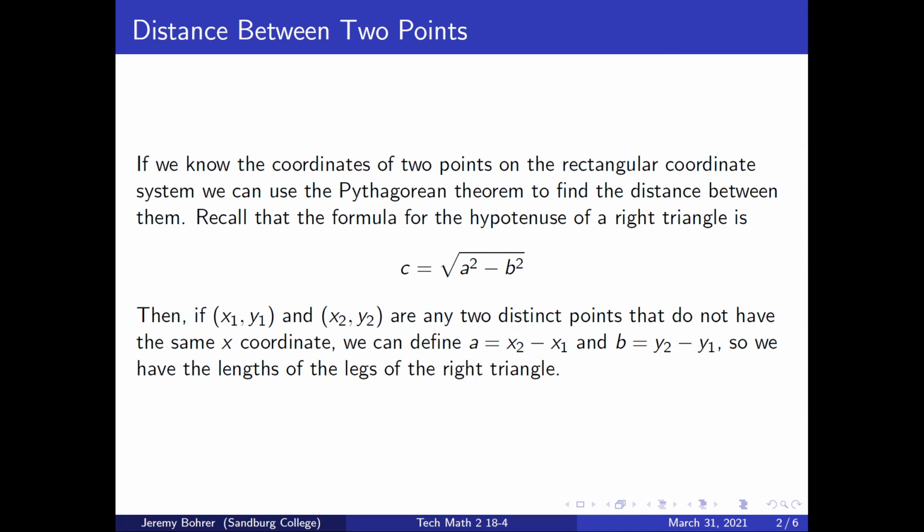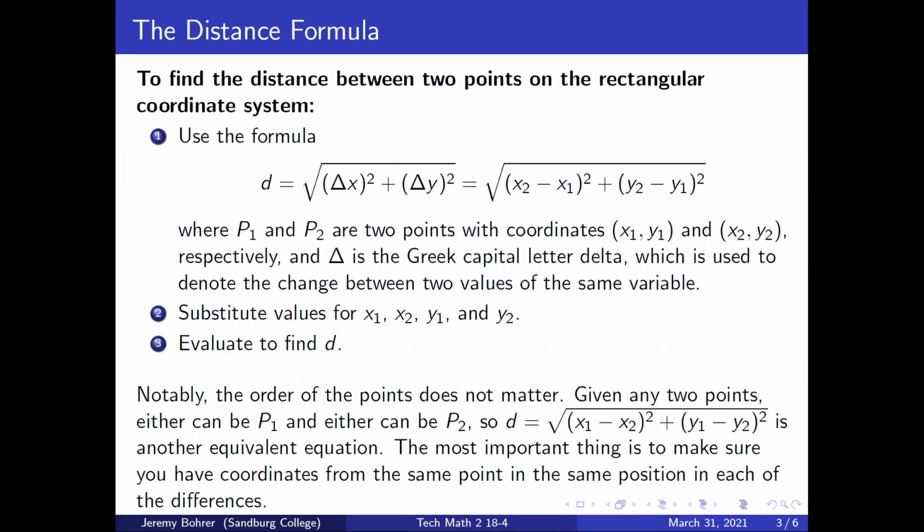plus b squared. Then if x1, y1, and x2, y2 are any two distinct points that do not have the same x coordinate, we can define a equals x2 minus x1 and b equals y2 minus y1. So we have the lengths of the sides of the right triangle.